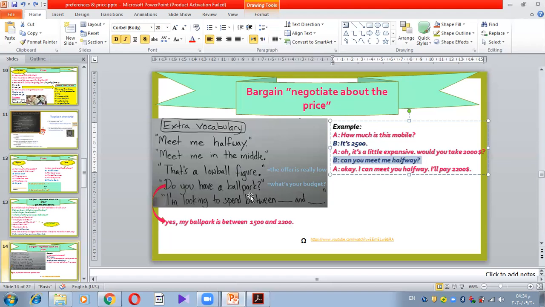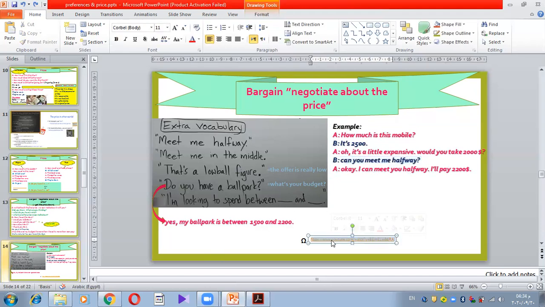If you go and you would like to buy a laptop or a new mobile, let's just say a mobile, a laptop, a car, the man can ask you, what's your budget? What money do you have? Do you have a ballpark? It's the same meaning. Yeah, my ballpark is between 1,500 and 2,200. I'm looking to spend between, that's what I have. The least is 1,500 and the maximum 2,200. Okay, now let's watch this.